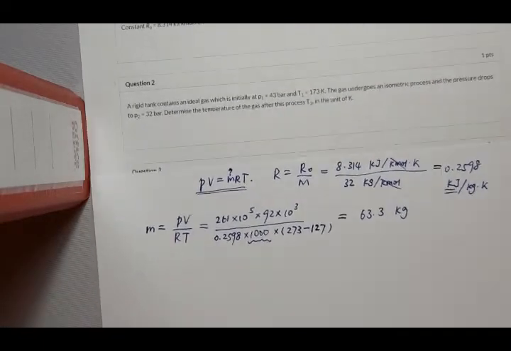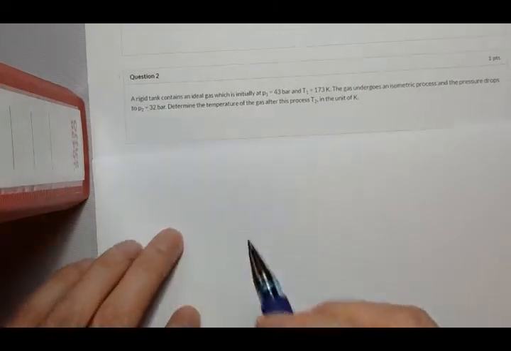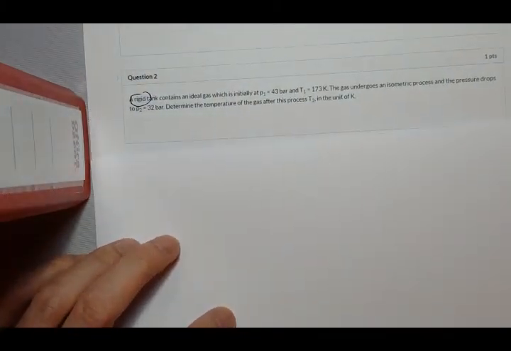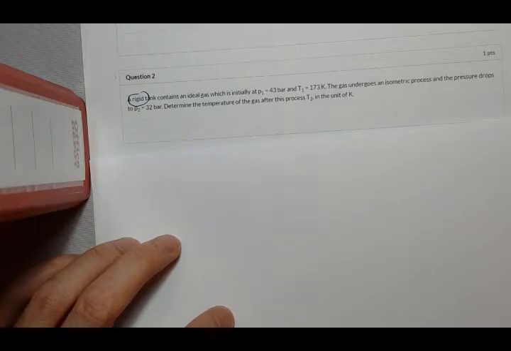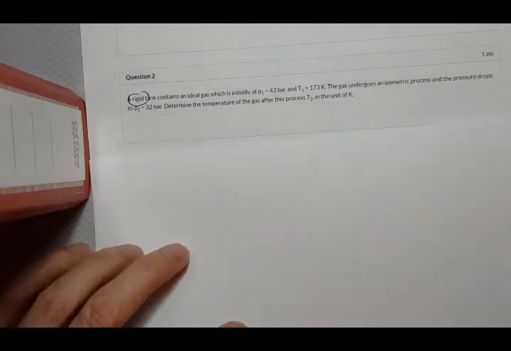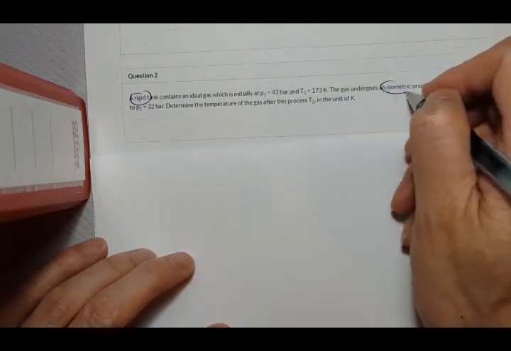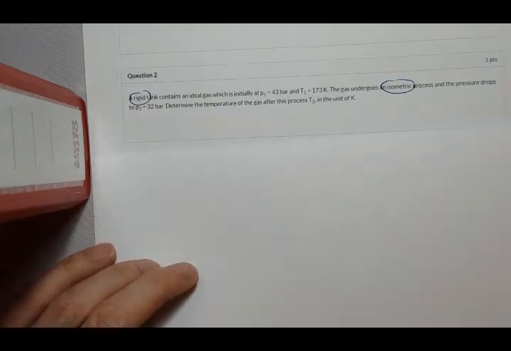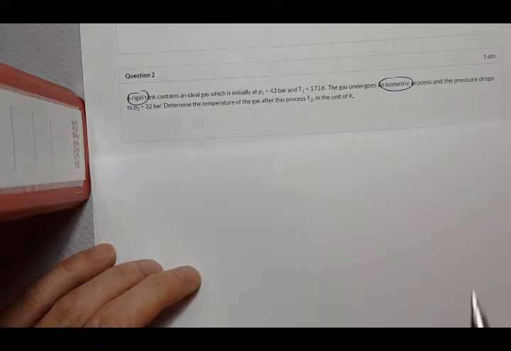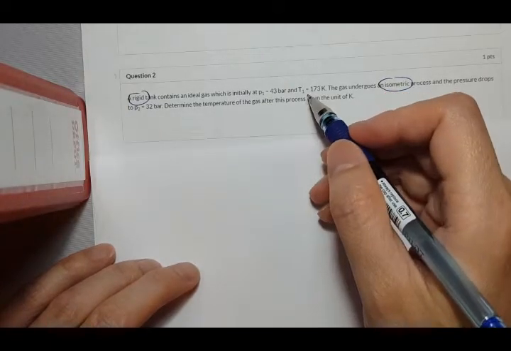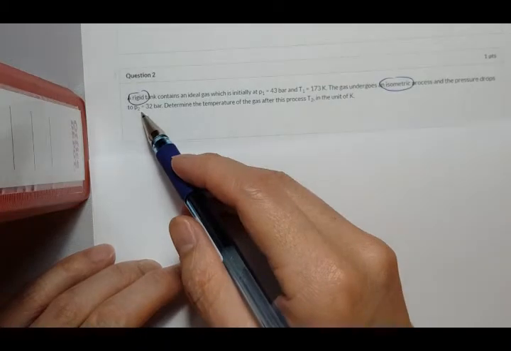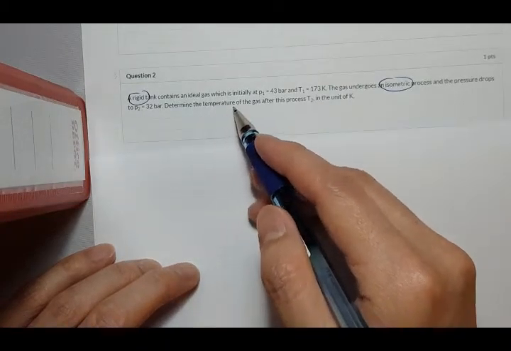Let's move to question 2 here. It says a rigid tank. Rigid tank means that the volume inside the tank will be the same, and this has also been confirmed here: isometric process means that the volume is kept constant during this process. We know P1, T1, and we also know P2. We're just going to calculate T2.